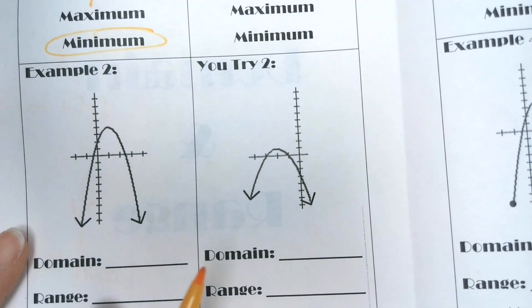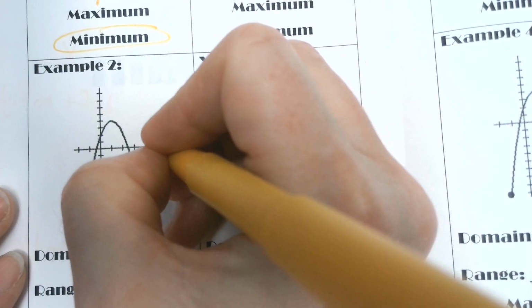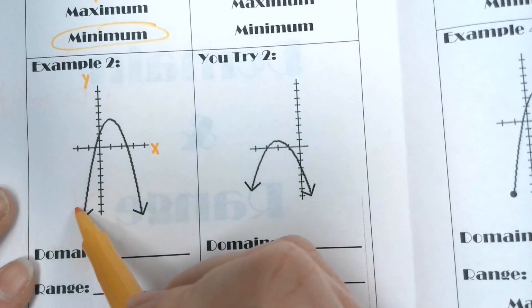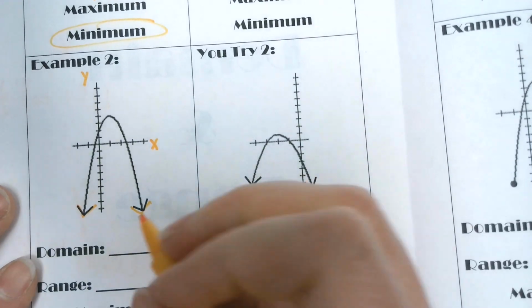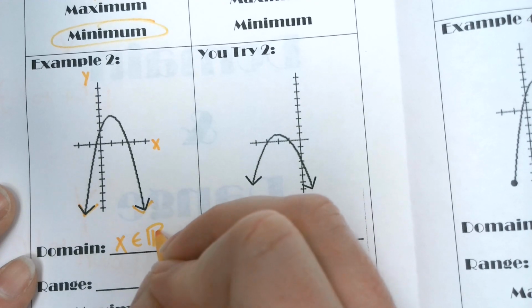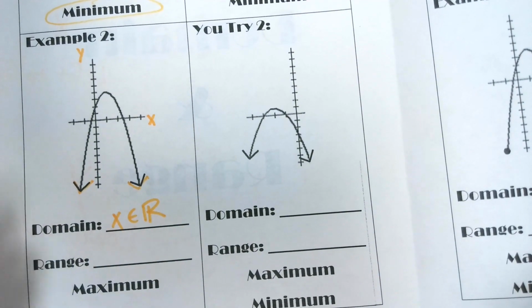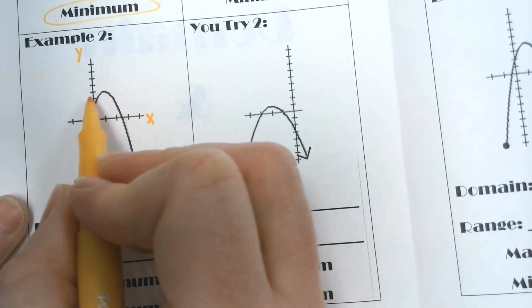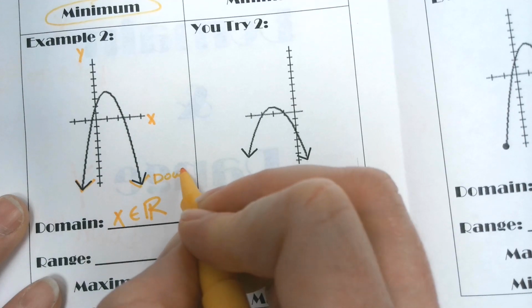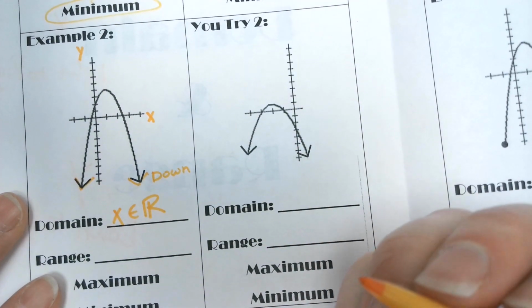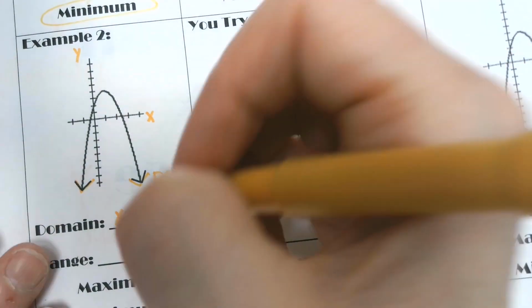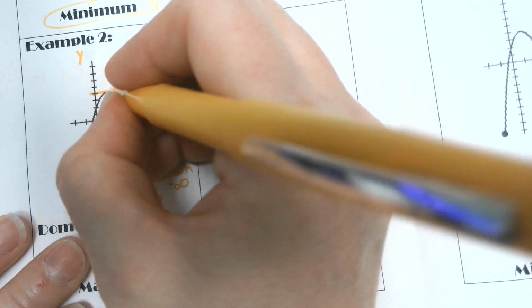Let's do example 2. Label your x, label your y. So domain, we have arrows going left and right, so domain is all real numbers. Then we need our range. Let's see, how far down does it go? Yep, -infinity. How far up does it go? Yep.